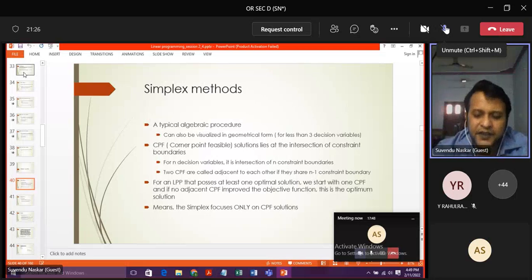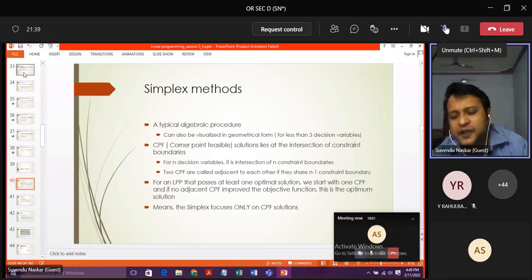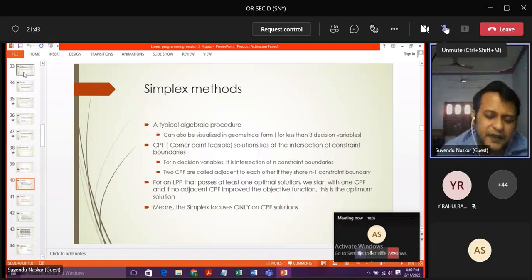Say, for example, I have just shown there are 5 CPFs. We choose any random CPF. We have said that if non-negativity constraints prevail, then it is better to start with (0, 0) because that gives us a good starting point. Or we can start from any point. We calculate the Z value at that point, and then we move in all possible directions.